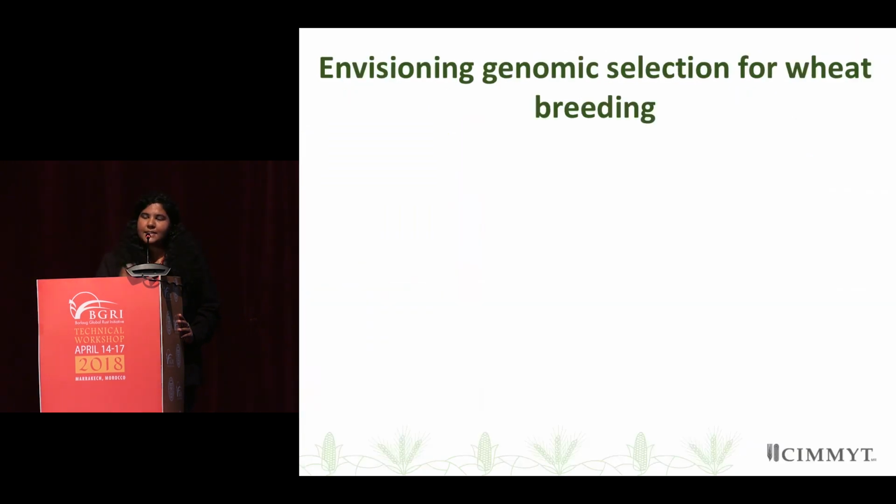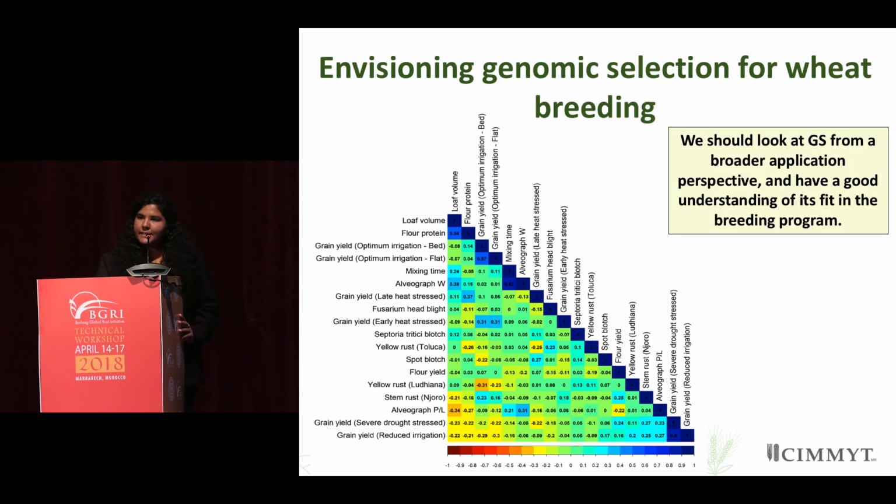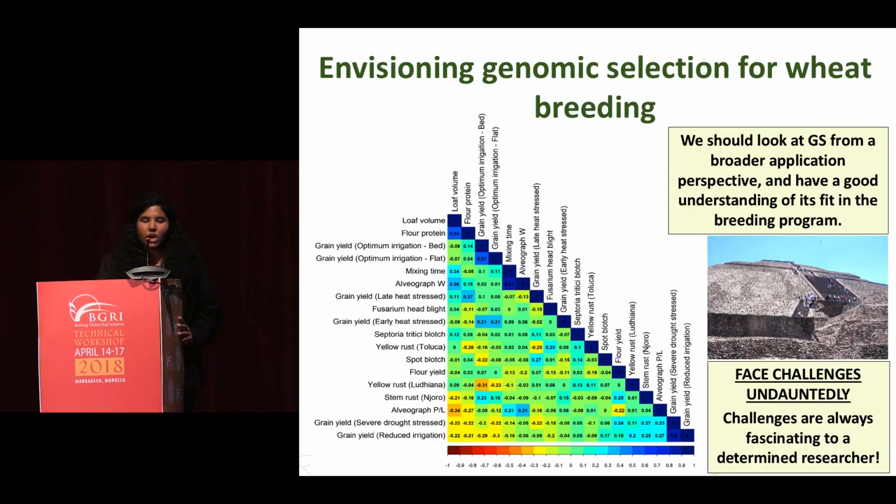And just the last slide here, envisioning genomic selection for the future. One thing that we have to note here is that breeding is not just about single traits. We have different traits here, all evaluated in our EYTs, and as you can see, some of the correlations can be negative, positive, and you have all sorts of things. So I would like to stress that we need a broader perspective, an application perspective for GS, and to understand its fit in the breeding program. And we have to face challenges undauntedly, because challenges are always fascinating to the mind of a researcher.